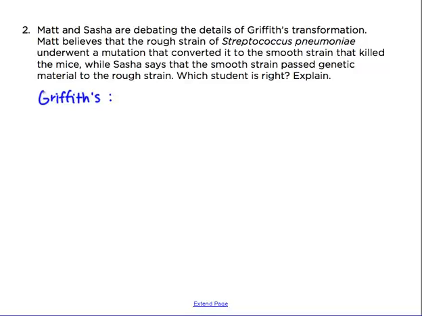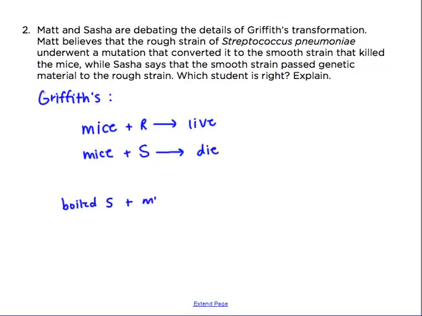He had two strains of Streptococcus pneumoniae. He had the R strain, which was for rough, and the S strain, which was for smooth. So if you inject mice with the R strain, they remain healthy and live. If you inject mice with the S strain, they die. So what Griffith did next was he boiled the S strain, which in effect kills the bacteria, and then gave that to the mice. And these mice remained healthy and lived.